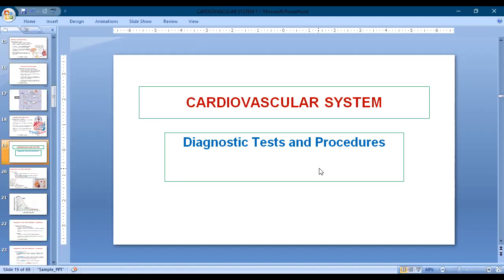EKG or ECG, electrocardiogram, echocardiogram, stress test, or computerized tomography or CAT scan, or MRI, which is called magnetic resonance. So all of the tests together we call diagnostic tests for cardiovascular disease.